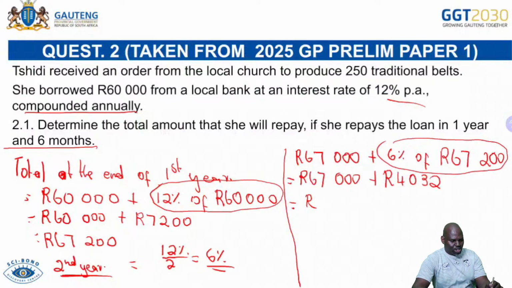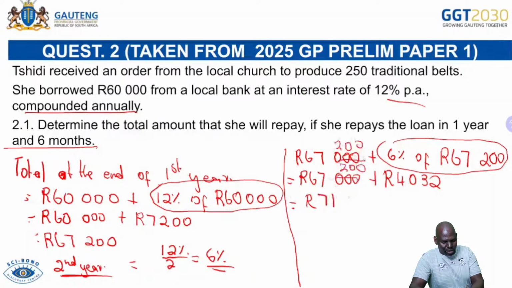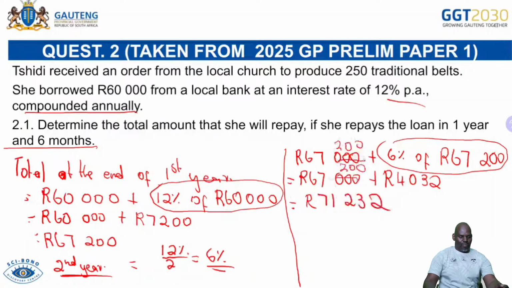Wait, let me check. So this must be 67,200. Sorry, this must also be 67,200. Sorry about that. Then I'll say 67,200 plus 4,032. And then in the end I get 71,232.